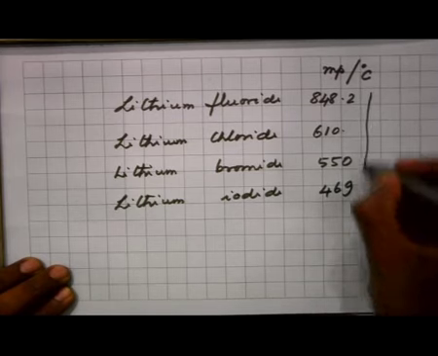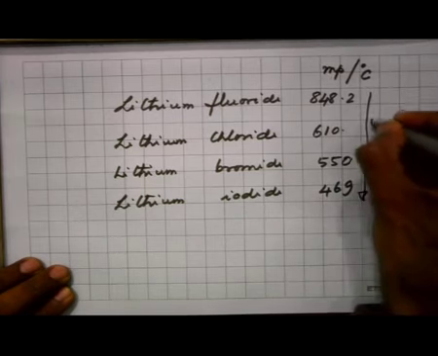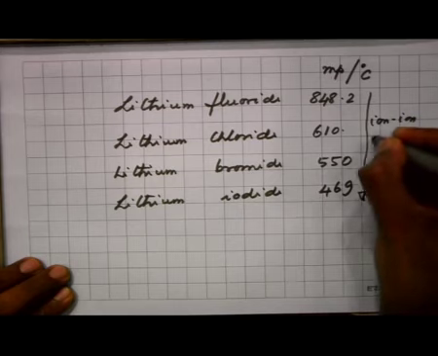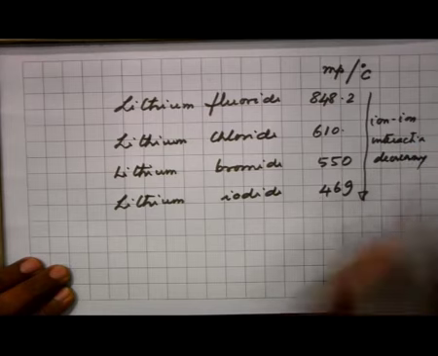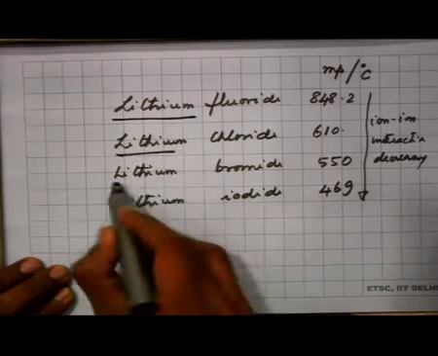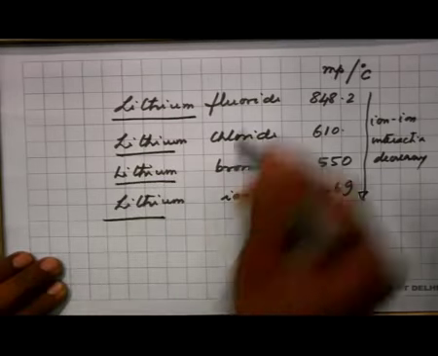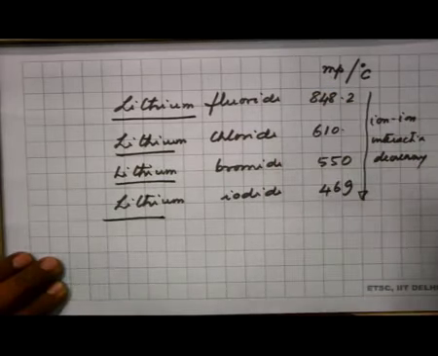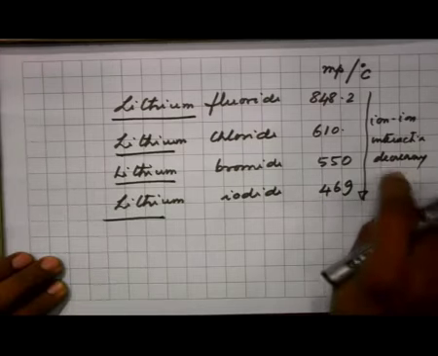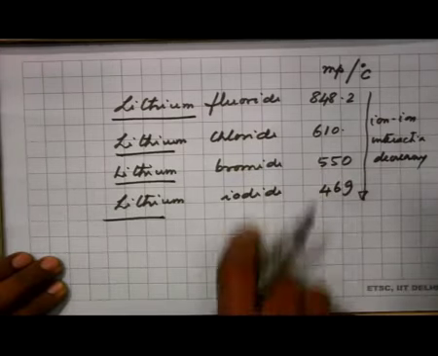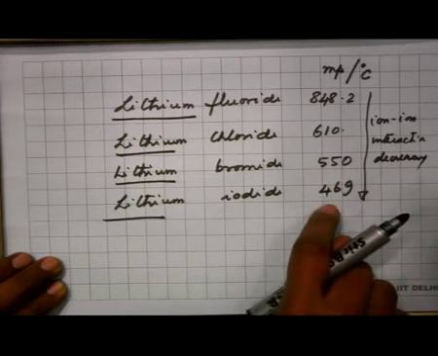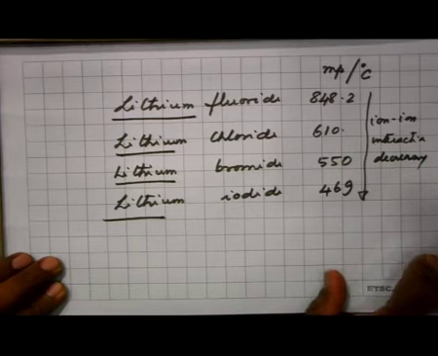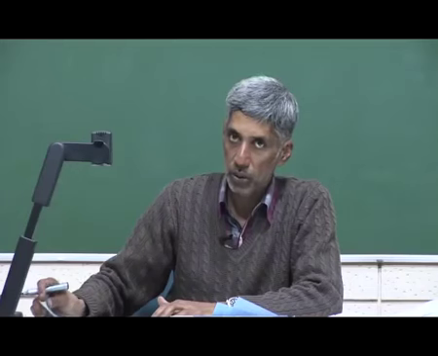So, here is a clear evidence that the ion-ion interaction is decreasing. The cation in all these cases is the same, but the anion is going down the halogen group, and the ion-ion interaction decreases because the size of the ion increases. So, this is a clear reflection that the ion-ion interaction decreases as we go down this.